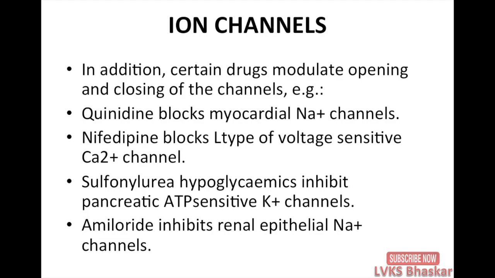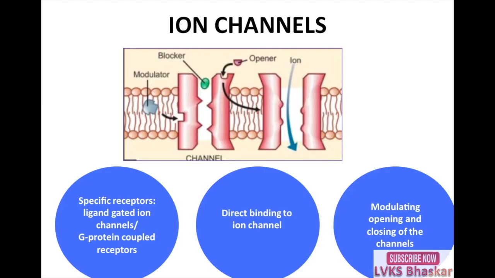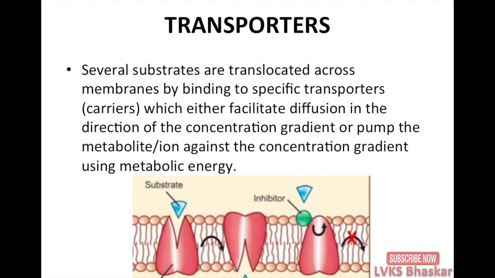The next one is amiloride. Amiloride inhibits the renal epithelial sodium channels. This picture shows the ion channels. So next one is the transporters.